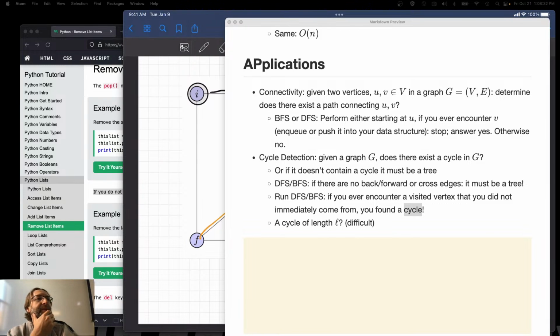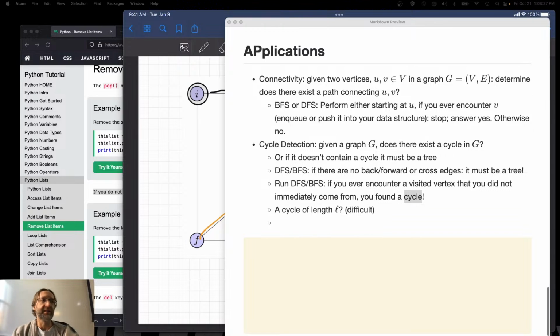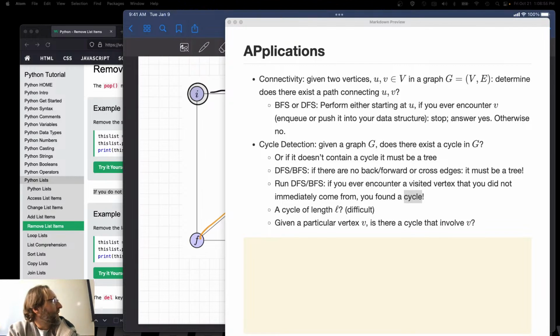I forget what the handout says, but another variation, which is not in the handout, would be: given a particular vertex V, is there a cycle that involves V? That's a little bit of a variation. Let's think about that. Ideas. I want to know if this vertex is involved in a cycle or not.